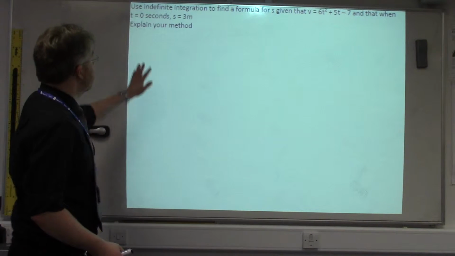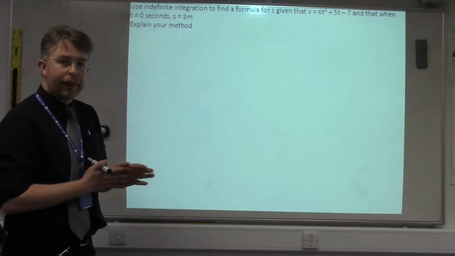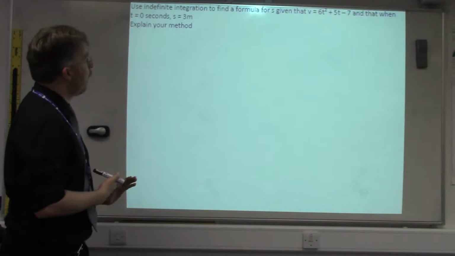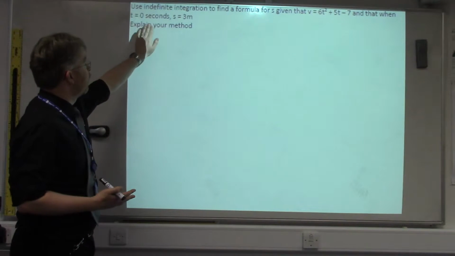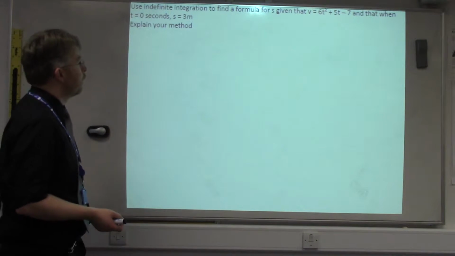Right, so B1 asks us to use indefinite integration to find a formula for S given that V equals 6t squared plus 5t minus 7, and that when t is equal to 0 seconds, S is equal to 3 meters. And you have to explain your method.